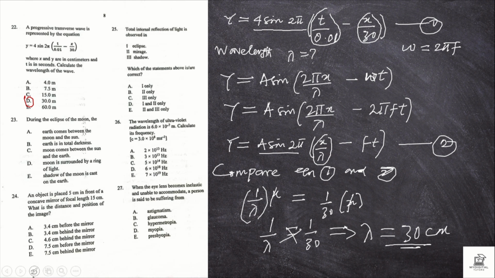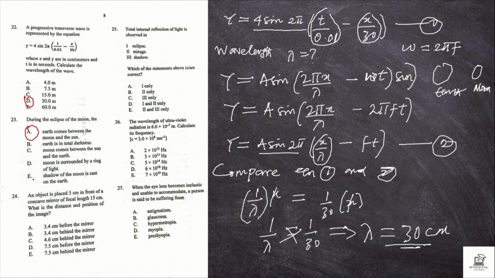During the eclipse of the moon, the Earth comes in between the sun and the moon. Here is the sun, then here is the Earth, and here is the moon. So this is the eclipse of the moon: the Earth comes in between the sun and the moon. If this is the eclipse of the sun, the moon comes in between the sun and the Earth. So take note. So the correct option here is option what?